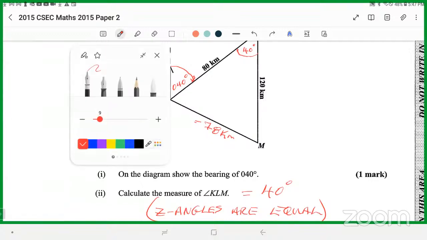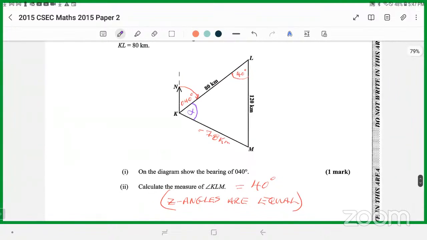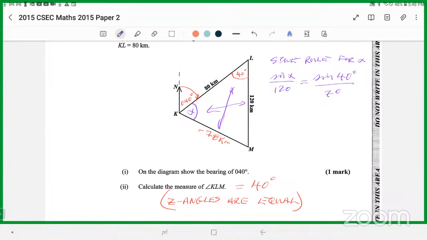Let me work in purple now. So I want to find this angle inside here. I'm calling it alpha, and I'm going to use a sine rule. We can put it right here, using this pair with this pair. So sine rule for the alpha, which is the angle LKM. I'm going to state that on the next page. There's going to be sine of alpha over the side opposite the alpha, which is 120, equals sine of the 40 degrees that we know up here over the side opposite to it, which is the 78.